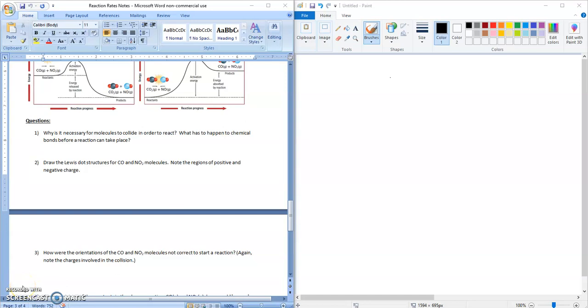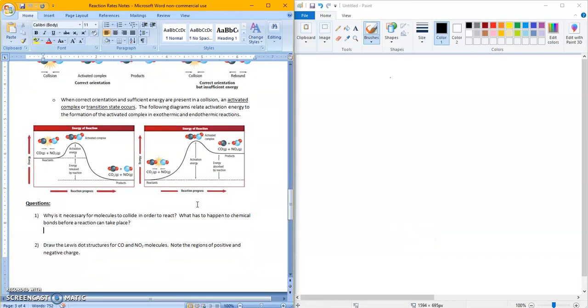Reaction rates. There's just a few things I'd like to make sure you understand before you take your quiz. Starting with these beautiful graphs right here. You might recall them from our thermodynamics unit. Remember, exothermic starts high and ends low, and endothermic starts low and ends high. You need to know about the activation energy, because you're going to learn, or you did learn, about a catalyst.